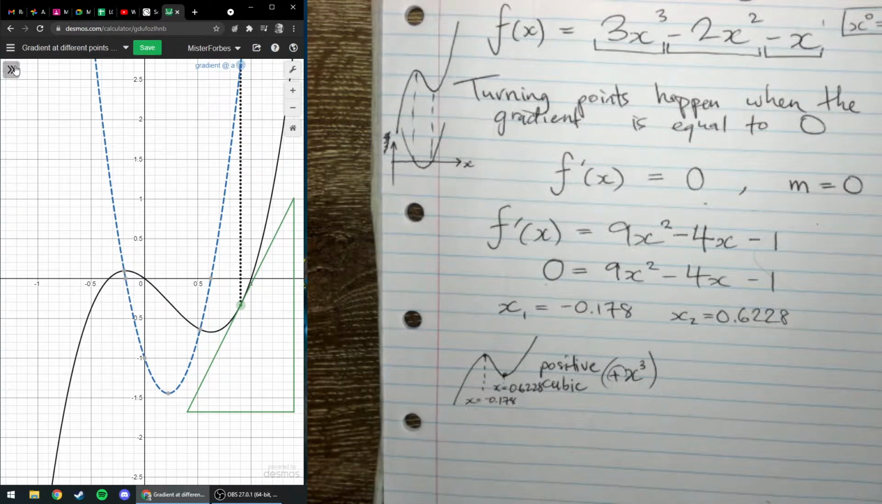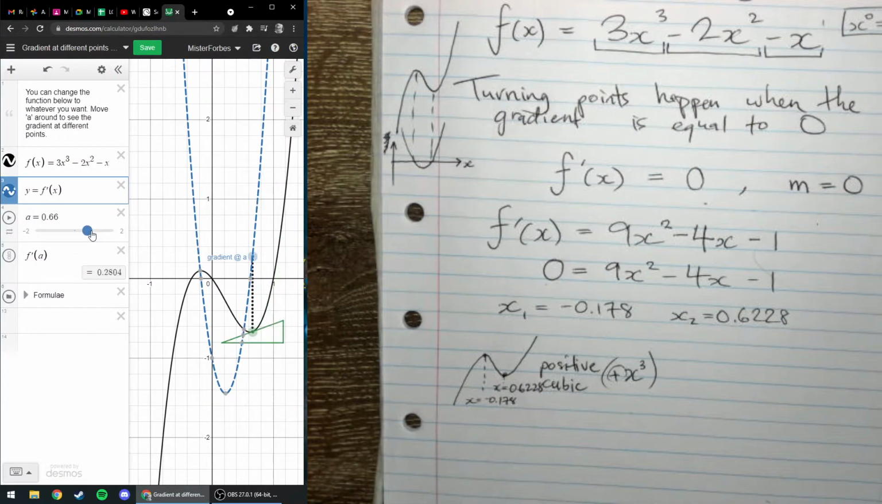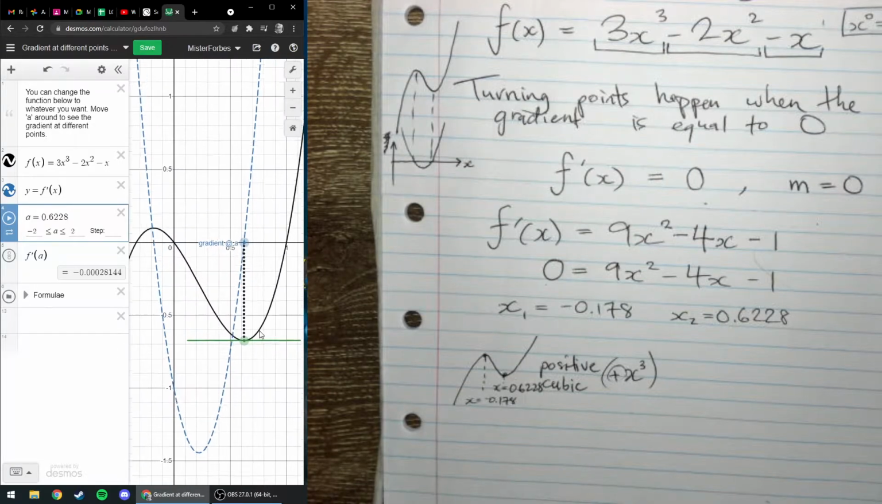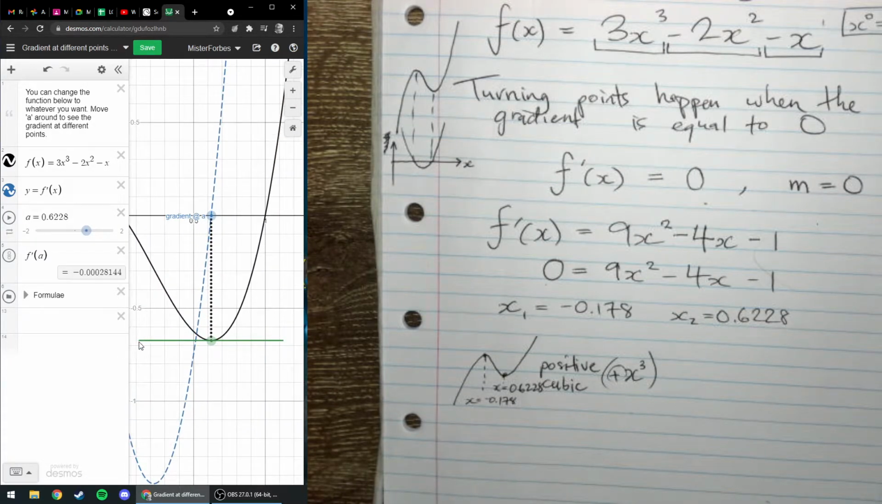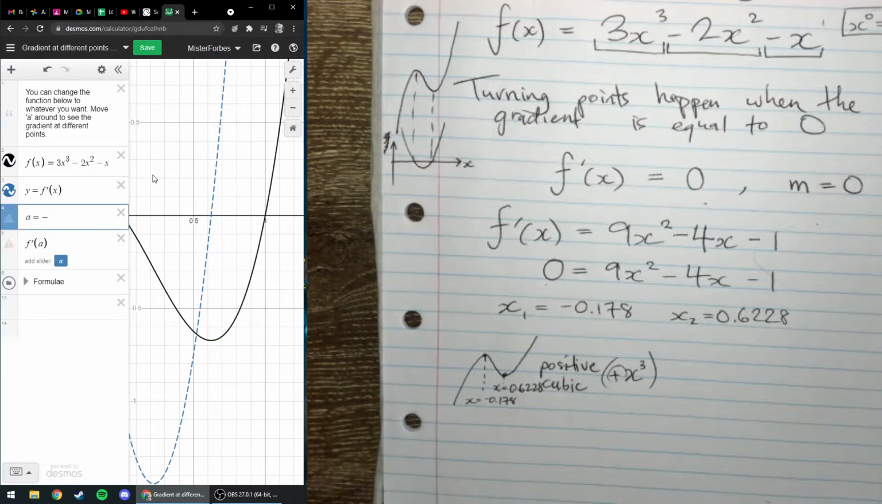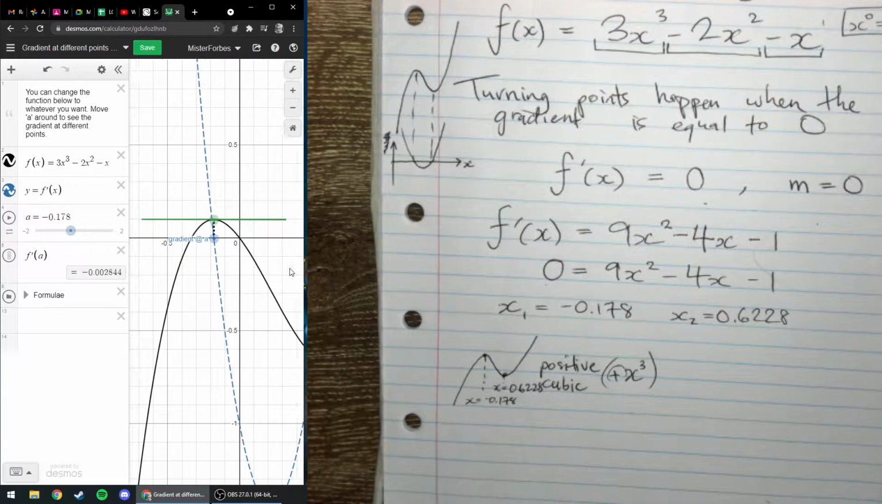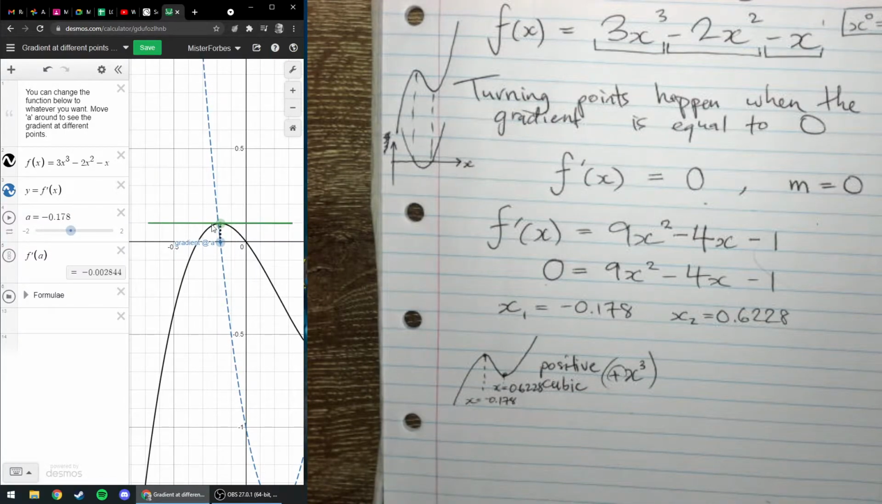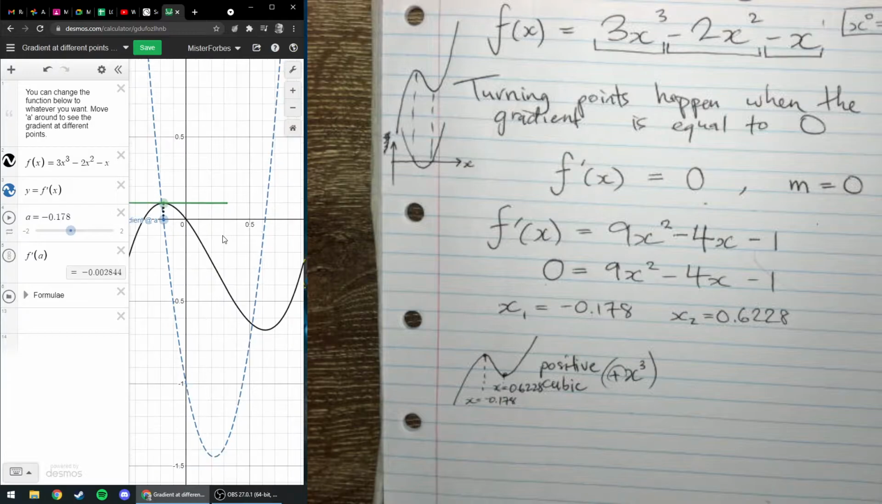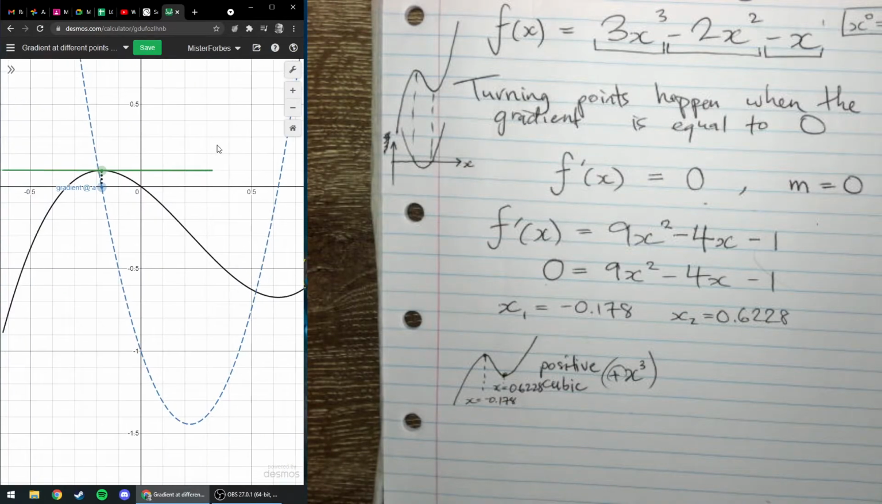So let's move our little triangle around. See how at this point, I'm going to put in the point we found, 0.6228. Notice our gradient at this point is zero. It's not increasing, it's not decreasing. It is a turning point. So that's one of our turning points. And our other turning point we found to be negative 0.178. So let's have a look at that one. As you can see here, the gradient is also zero. So that's what we're finding, turning points.